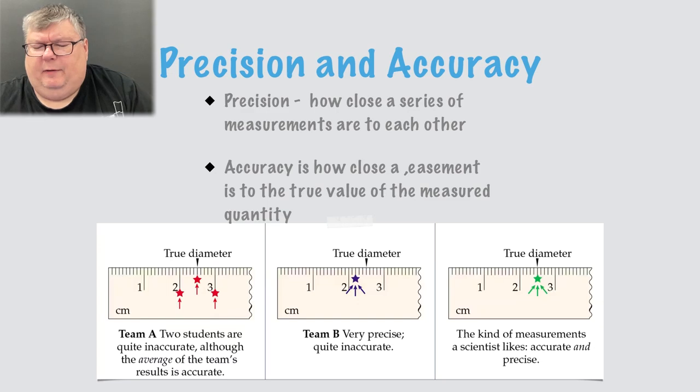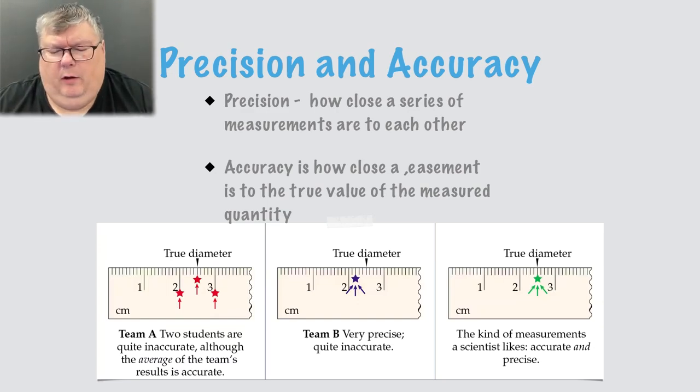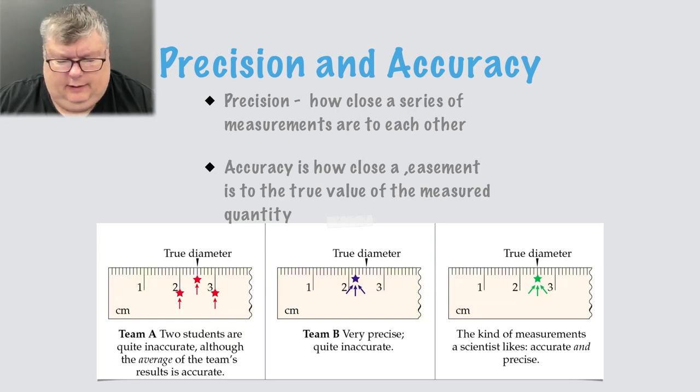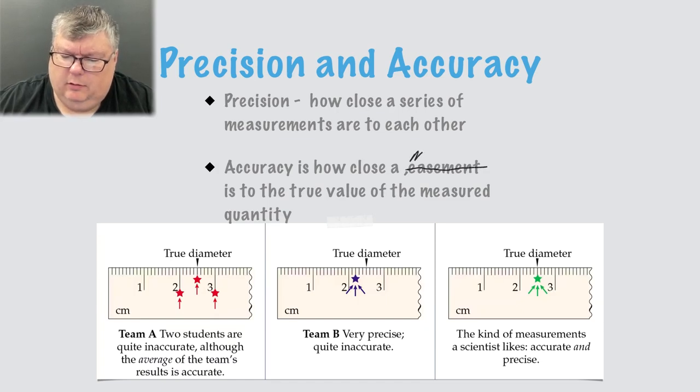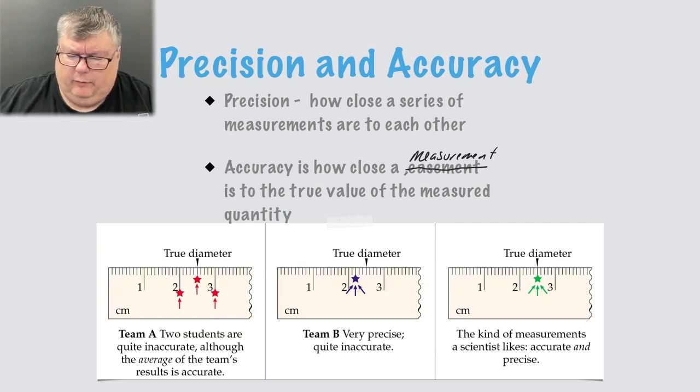Now this brings up the concept of precision and accuracy. Precision is how close a series of measurements are to each other. And accuracy is how close a measurement is to the true value of the measured quantity. So the true diameter of that coin was 2.5. Team A had one that was directly on and two that were far apart.